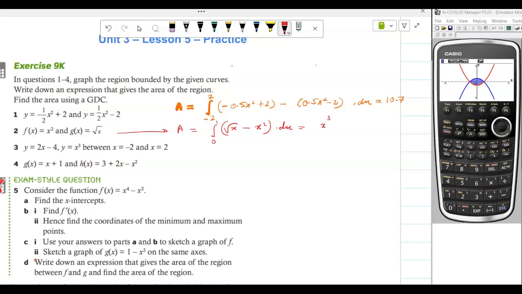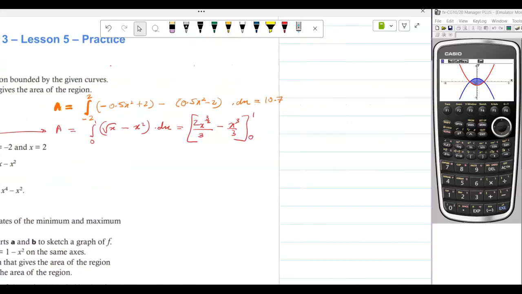If you're doing it by hand, there's x raised to 3 by 2, minus x cube over 3. You put a box bracket 0 to 1. Then you substitute: 2 over 3 minus 1 over 3, putting x as 1, minus 0 minus 0, putting x as 0. Both are 0. So 2/3 minus 1/3 is 1/3. That's your answer.